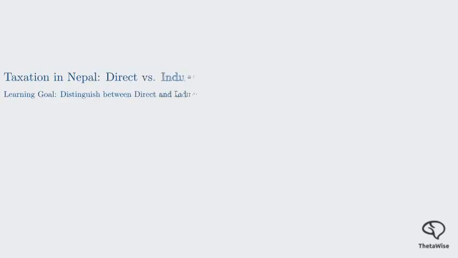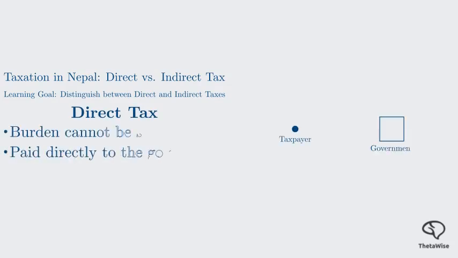In Nepal, taxes are broadly classified into two categories based on how they are collected and who bears the ultimate burden. First, we have direct taxes. In this case, the person or entity who earns the income is the one who pays the tax to the government. You cannot shift this burden to someone else.